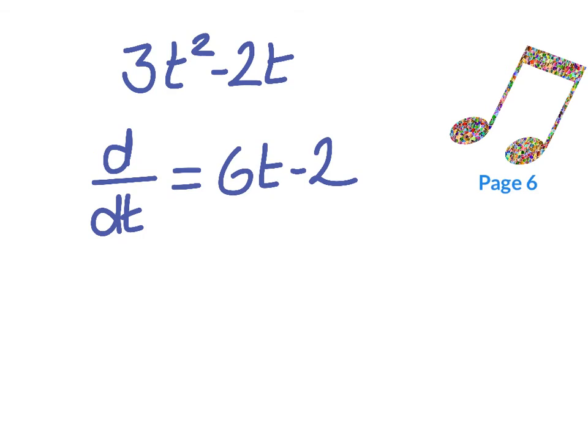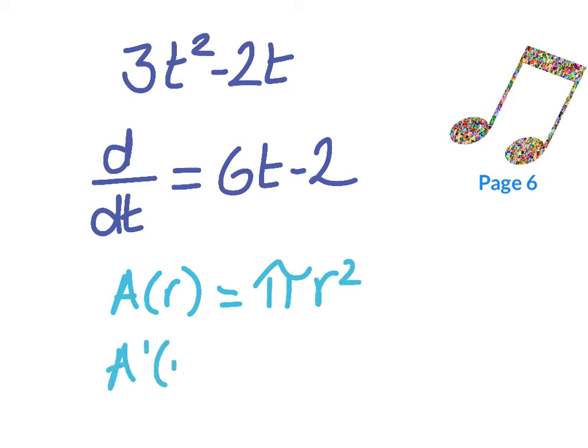For the second example, it's function notation. We have been told that A of r is equal to pi r squared. And we're asked to find A dash r. So we're differentiating this with respect to r. Now, it can be tempting to think you have to do something with pi here, but pi is just a number, so we'll do the normal, we'll multiply by the power and reduce the power by 1. So this will be 2 pi times r.